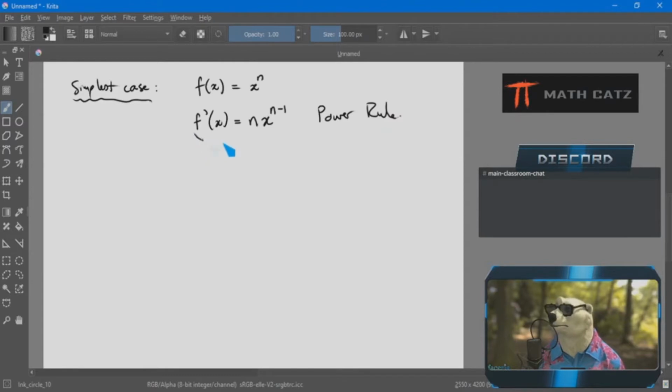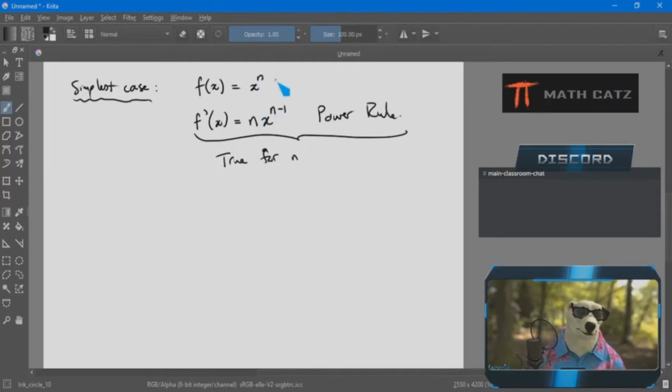Now this is true for n. We started with x squared, x cubed, and so on. So it definitely worked for positive integers. It all worked. We did a few of them with the limit definition. It was tedious. And then we noticed a pattern, and we just extended that pattern.